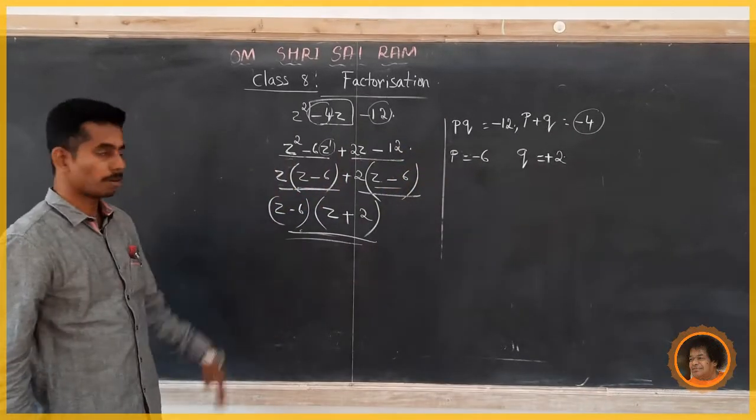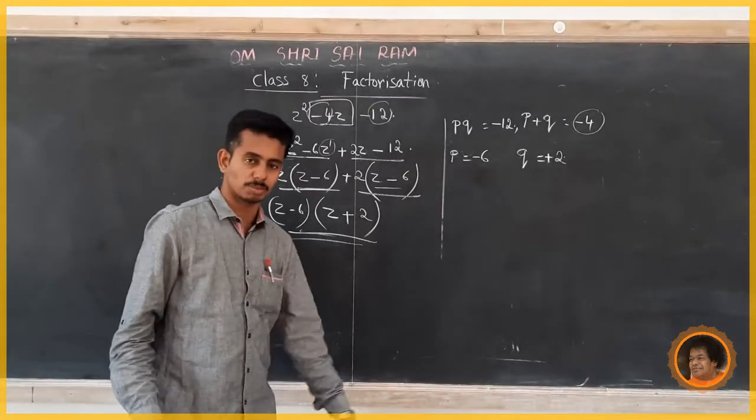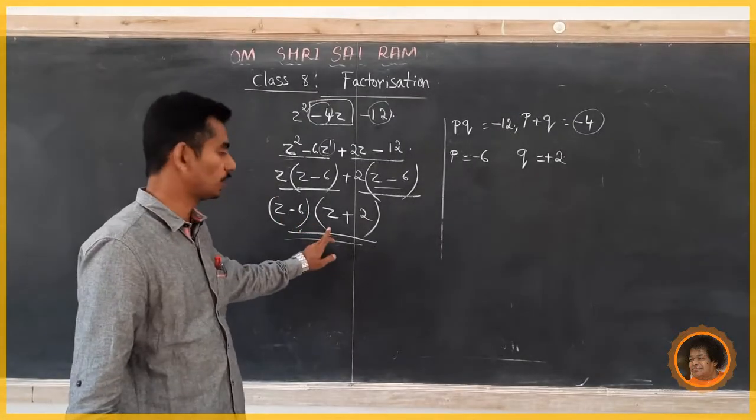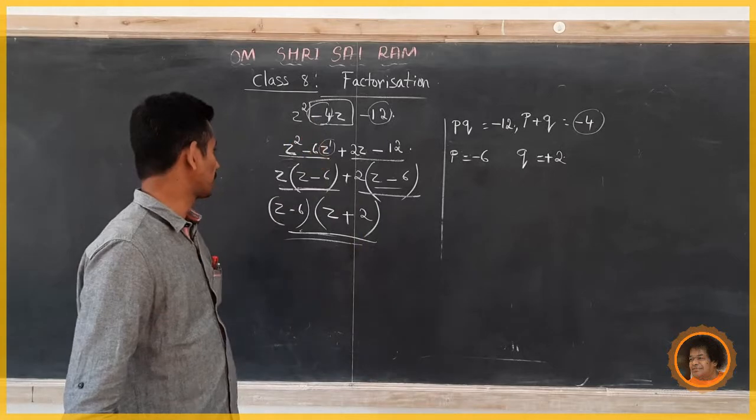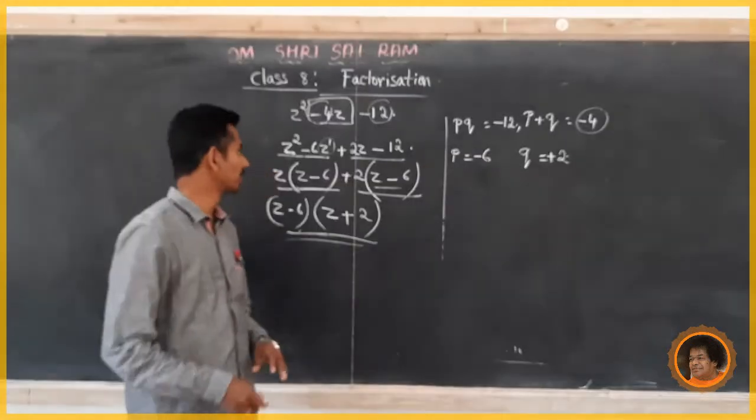So, which is the common factors? It is in the form x plus a into x plus b. Z minus 6 into Z plus 2 is the factorization of Z squared minus 4Z minus 2Lu.